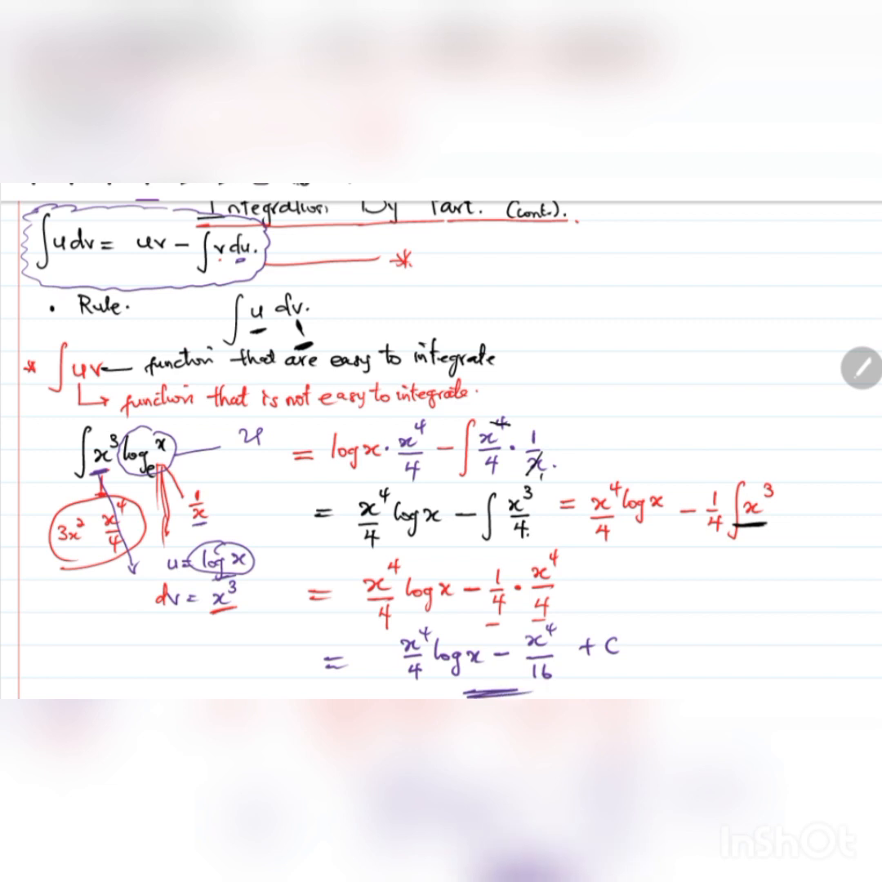Final answer. So the first thing you have to do, when you are applying integration by parts, is look at the functions given and see which one is not easy to integrate. If you can figure out the one that is very difficult to integrate, you make it your u, and the one that is very easy to integrate, you make it your v. That is the first rule of identifying the first and second function in integration by parts. Now let's move into the second rule.